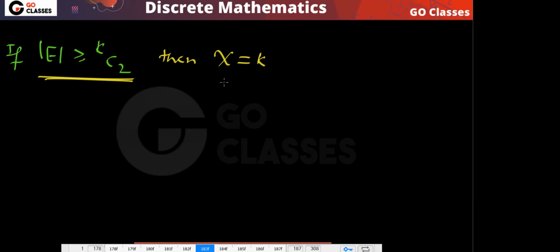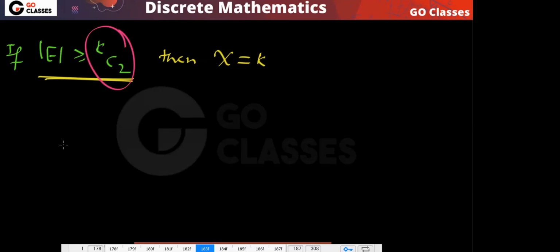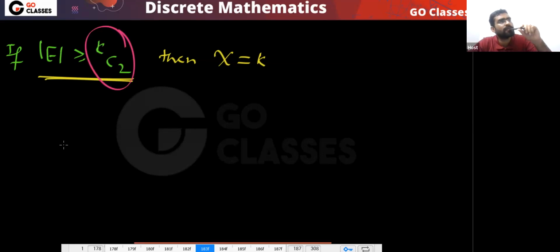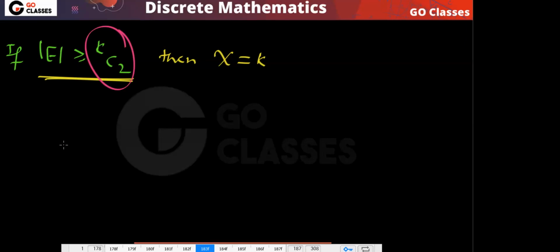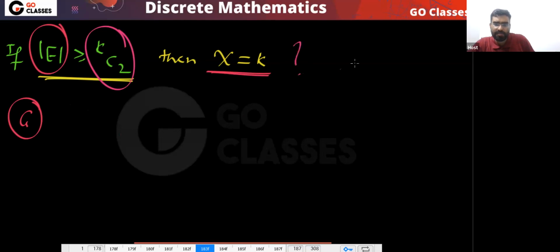Yes, sir. The reverse way is not around, because for KC2, I need a complete graph. Only then can I have the chromatic number. No, no, no. This is KC2. KC2 means K can be some number. Yes, K can be some number. This need not be a complete graph. Can you give me a counter example? Can you give me a graph in which the number of edges is greater than or equal to KC2, but the chromatic number is not equal to K? I think this statement is false.